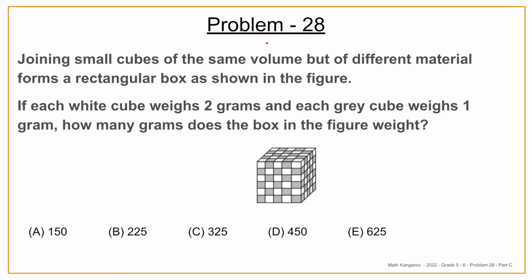Problem 28. Joining small cubes of the same volume but of different material forms a rectangular box as shown in the figure. If each white cube weighs 2 grams and each gray cube weighs 1 gram, how many grams does the box in the figure weigh? And this is the figure we are talking about.